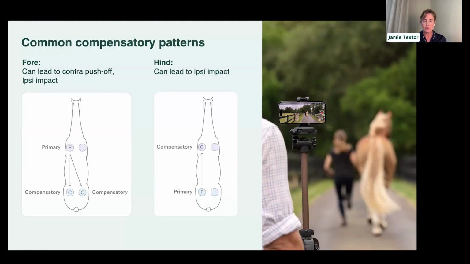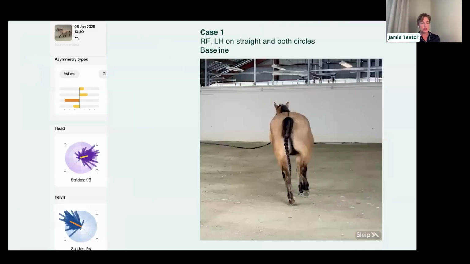Okay, so here you go. These are the patterns. Primary forelimb could lead to either ipsilateral hind limb impact asymmetry or contralateral push-off asymmetry in the hind end. And for the hind being primary, it could cause an ipsilateral forelimb lameness. This one is quite common. All right, so let's get into it. We're going to start right away with some cases.